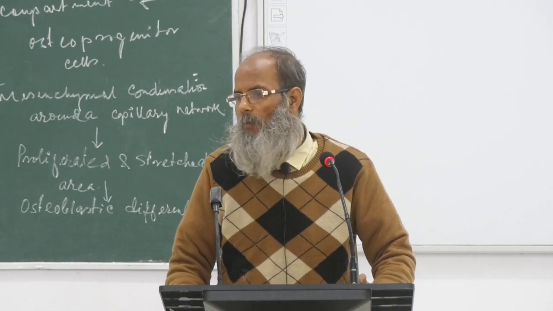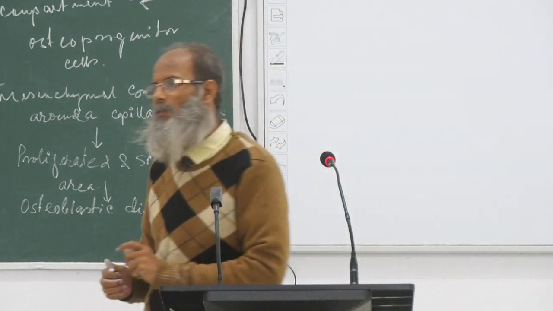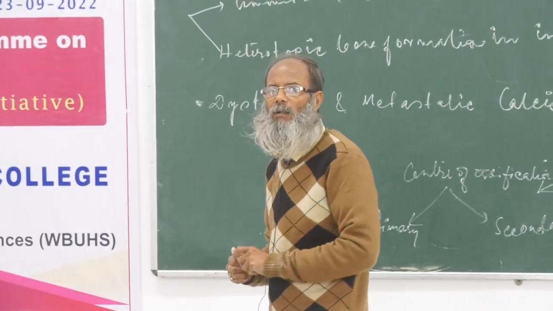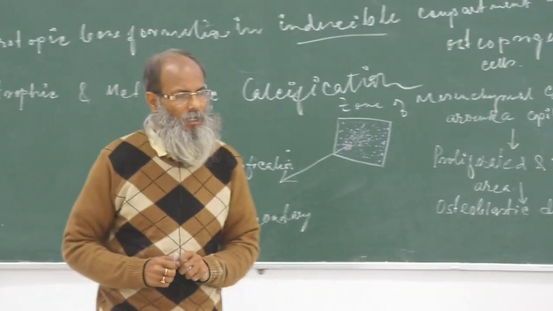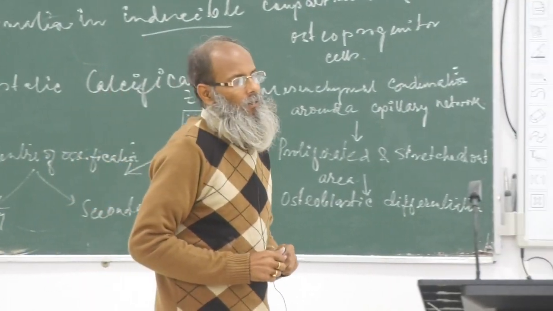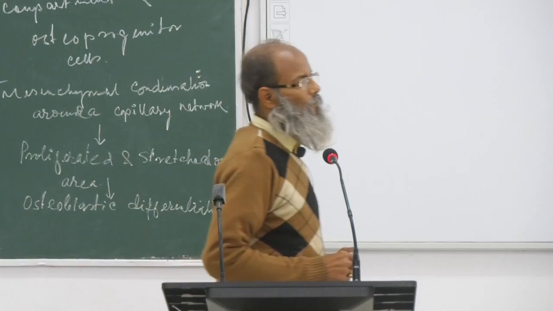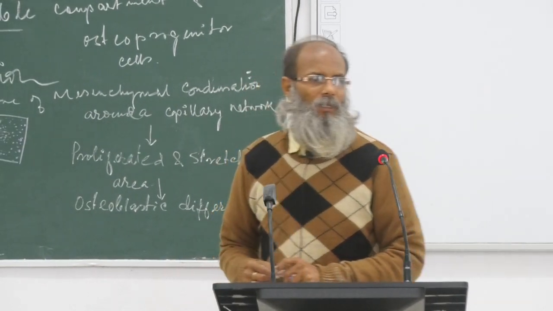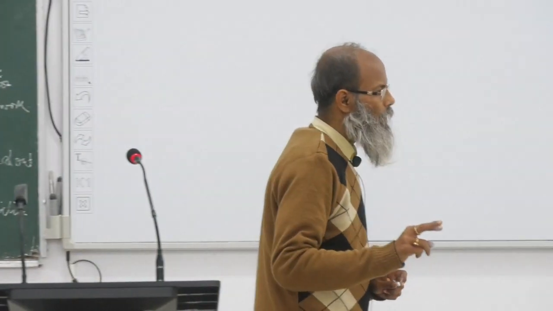These are easy. Number one, bone formation occurs mostly in two forms, either intramembranous or intracartilaginous. And bone formation starts from a particular point which is known as center of ossification. Center of ossification can be of two types, primary and secondary, as I have told.